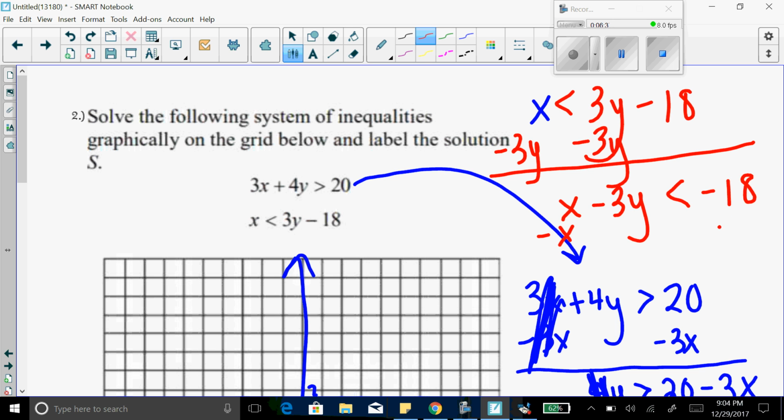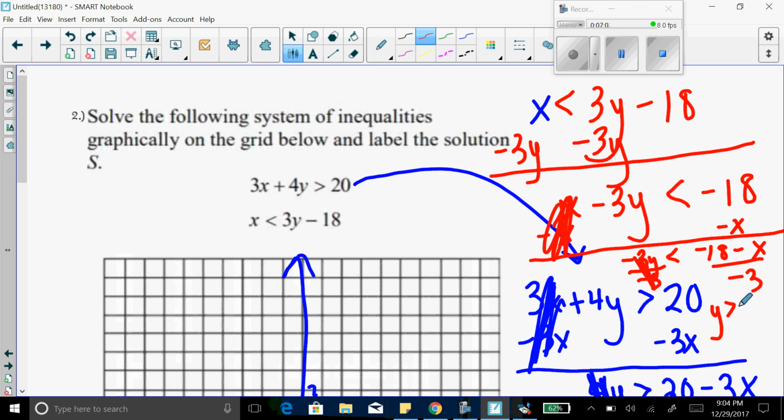I'm going to get the x away by subtracting that from both sides. And again, the 18 and the x cannot combine because the 18 doesn't have an x. So the x's cancel, and I get negative 3y is less than negative 18 minus x. Now I'm going to divide by negative 3 on both sides, and because I divided by a negative, I need to flip the inequality sign, so I get y is greater than negative 18 minus x over negative 3. And that's my other inequality.